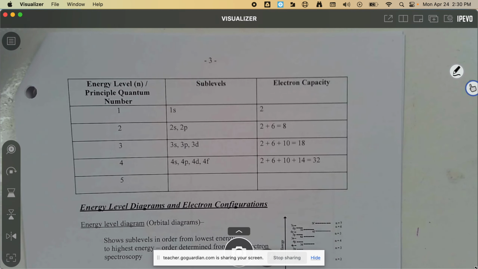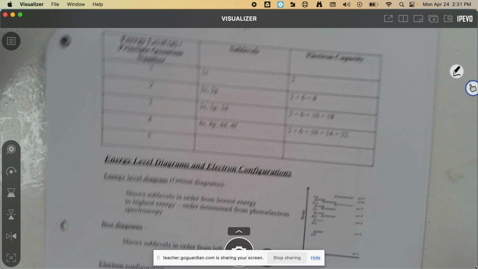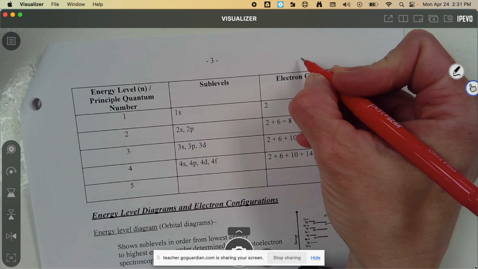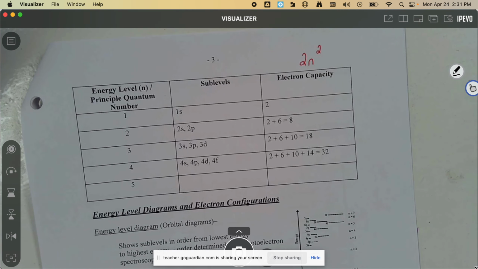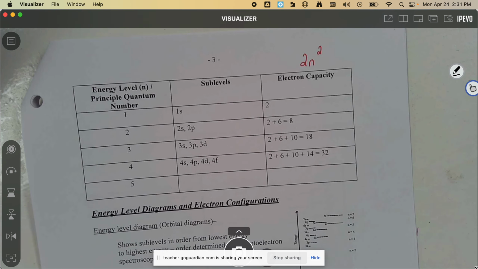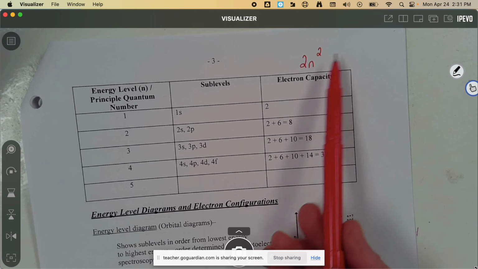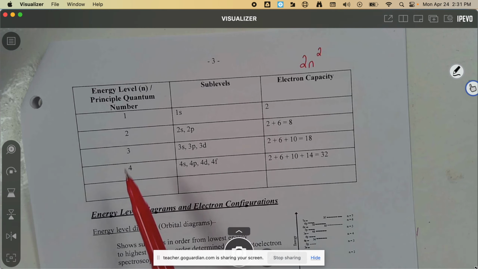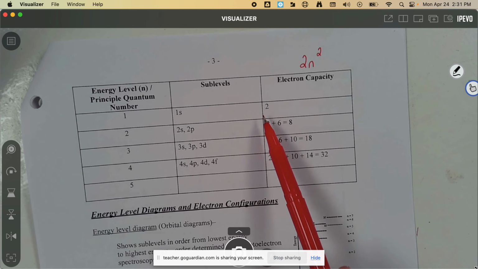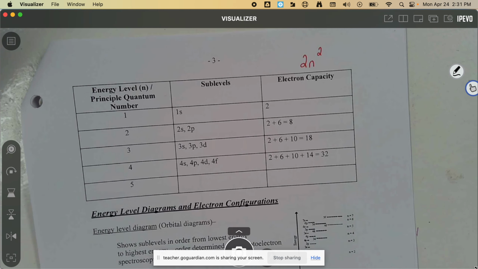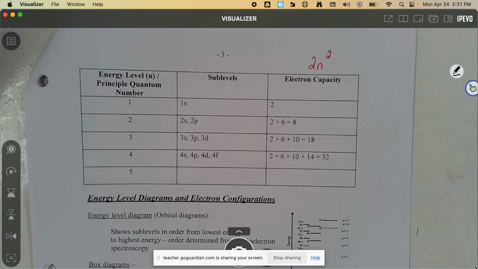What this means is that Bohr wasn't as wrong as what we thought. Bohr said we could calculate the electron capacity of an energy level by doing 2n squared. So the first energy level, you square 1, multiply it by 2, and you've got 2. The second energy level, you square 2, multiply it by 2, and you have 8. So we get things like 2, 8, 18, 32, and so on.